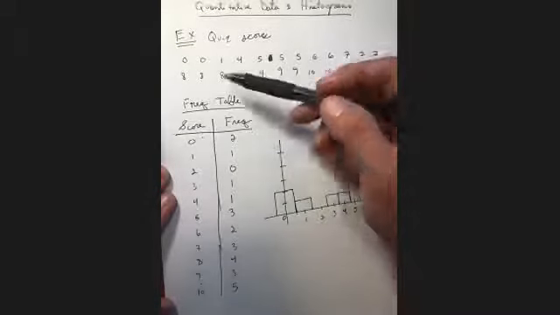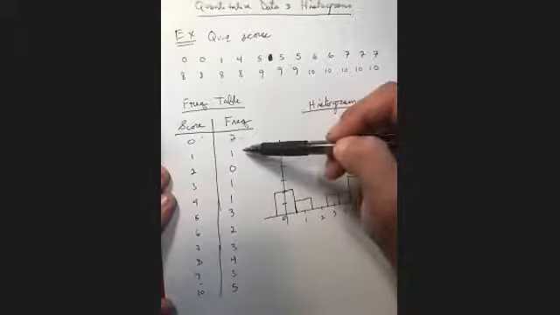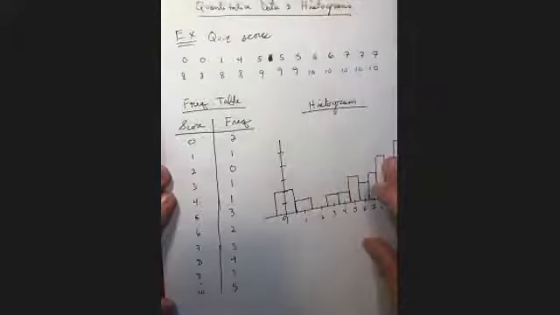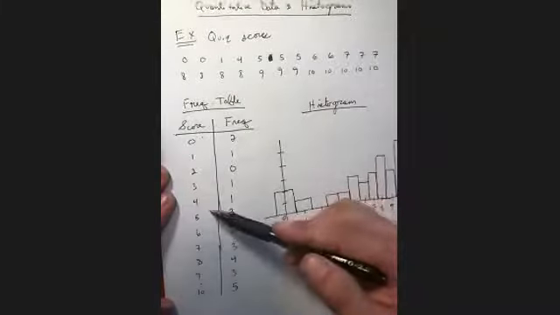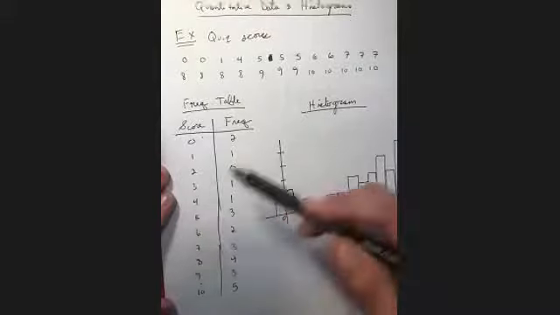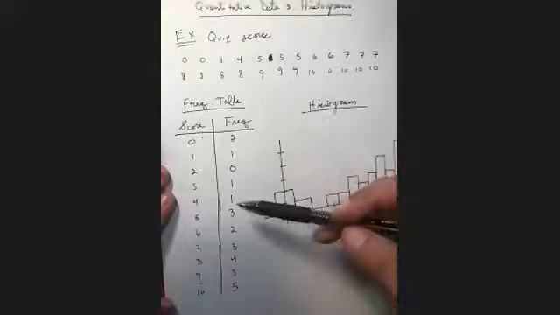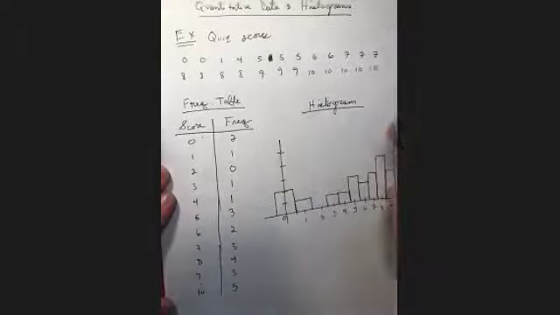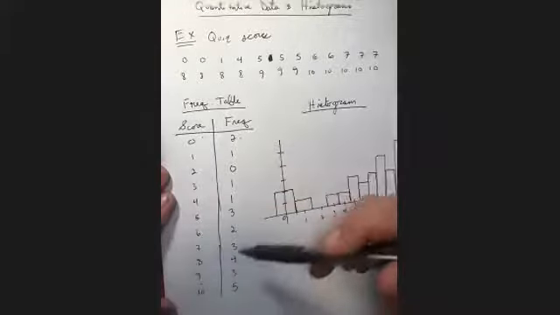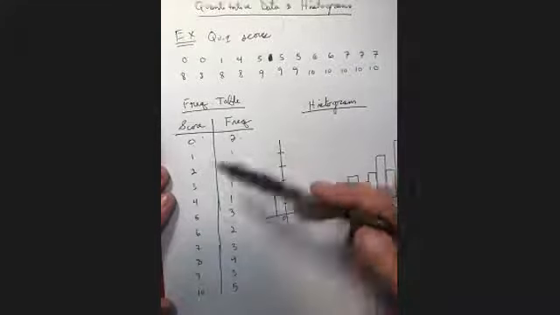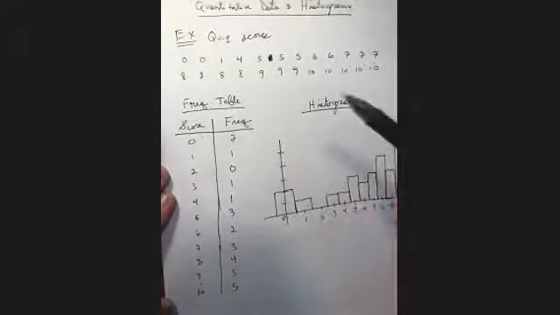If I look at the number 1, there's only one occurrence of 1 in the data set. If we single out 5, for instance, I count the number of occurrences of 5. That's 1, 2, 3. And therefore 5 has a frequency of 3. So that's how this table is generated. We separate the scores from least to greatest and then count the number of occurrences of a certain score.